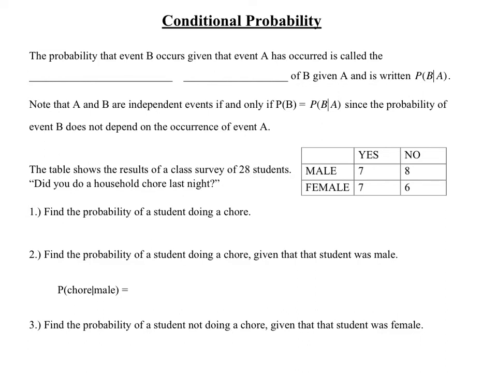Conditional probability. The probability that an event B occurs, given that an event A has already occurred, is called the conditional probability. It's called conditional probability because one event is relying upon the other event having occurred. So it's the conditional probability of B given A, and we write it like this. The probability of B, that vertical bar means given A.